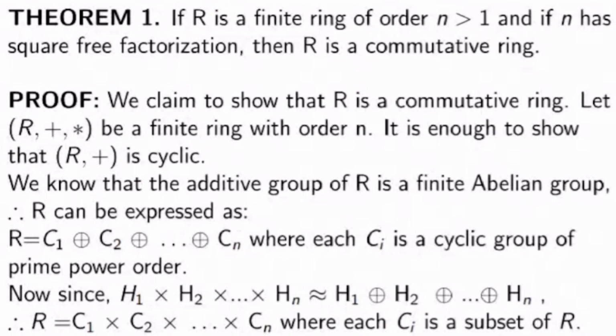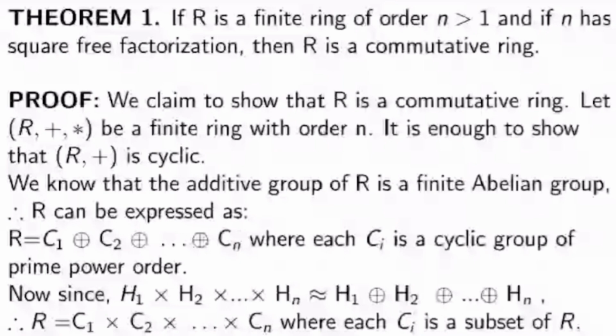By the definition of a ring, it is a group with respect to addition, right? An abelian group with respect to addition. And any finite abelian group of square-free order is automatically cyclic, right?